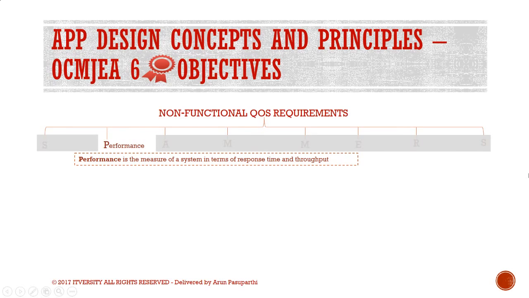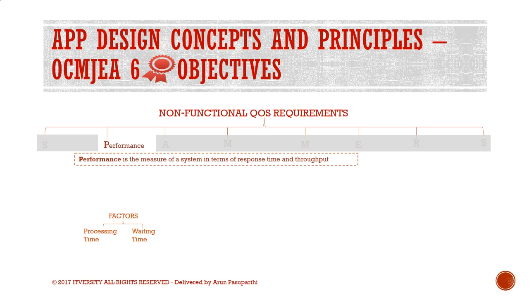The next important non-functional requirement is performance. Performance is a measure of the system in terms of response time and throughput, which means how soon the system is responding and how many transactions the system is able to process within a given amount of time. There are two factors that influence performance. The first one is called processing time, and the other is waiting time.